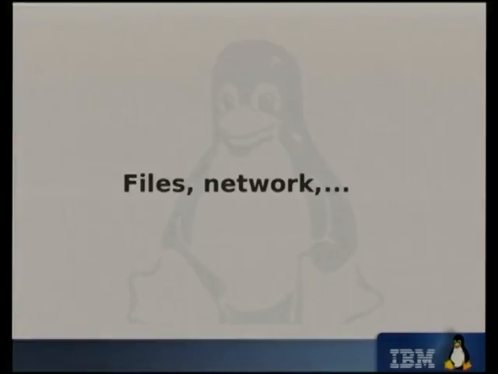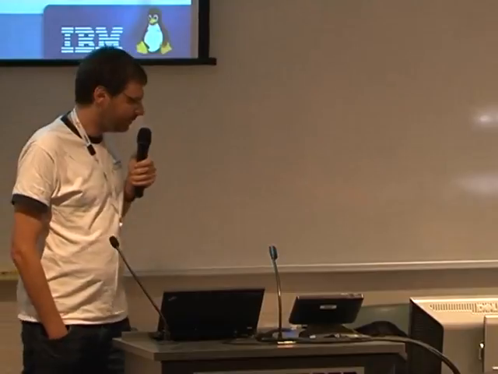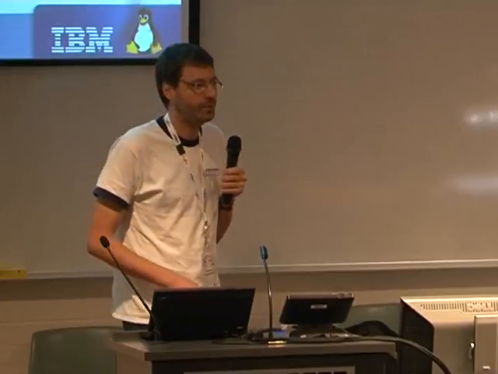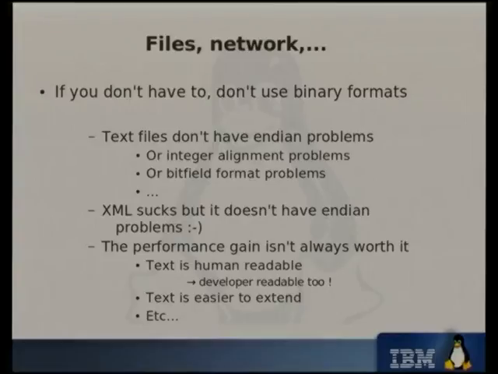Now, an aspect of the problem here that is probably a little bit more well-known or expected by people is what happens on files and network when we start exchanging information with the outside world. It's a fairly simple problem. You do not have to use binary formats most of the time. In fact, text files are really great. You know, they don't have endianness problems. They don't have alignment problems, bit field format problems, and all sorts of issues that binary formats have. XML might suck, but it doesn't have endianness problems. It also supports some level of structuring, so it's actually pretty ad hoc for quite a lot of things.